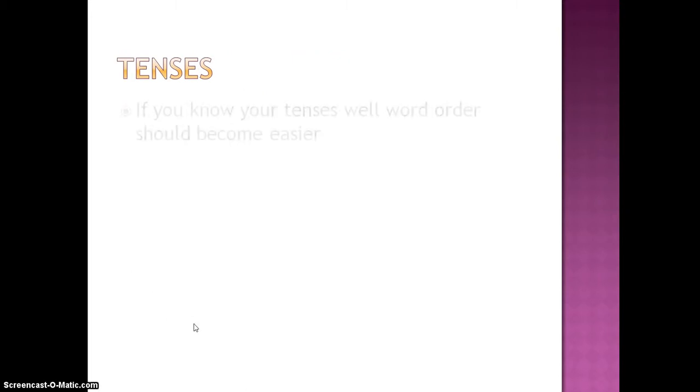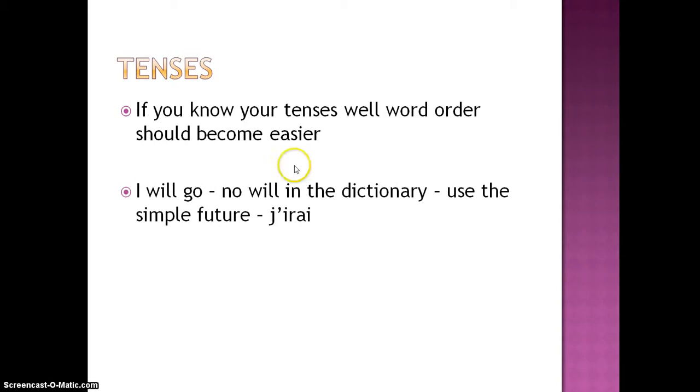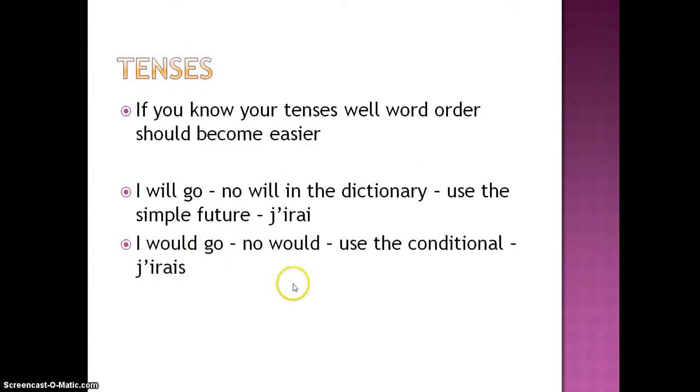Okay, so quite often it's those little tricky bits, and if you know your tenses well, then the order should be quite easy. So things like I will go, quite often I get students who look up the word will because they want to do the future tense, but if they knew the future tense, then they would know that it's j'irai, and there's no will that you'll find in the dictionary, apart from a will that you leave when you die, which often gets put in. Or would, same thing for would, the conditional tense. So again, they wouldn't find the word would. They need to know that it's the conditional tense we're using, and it would be j'irais.